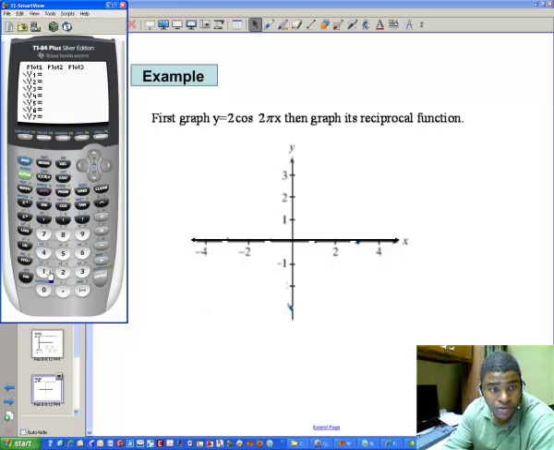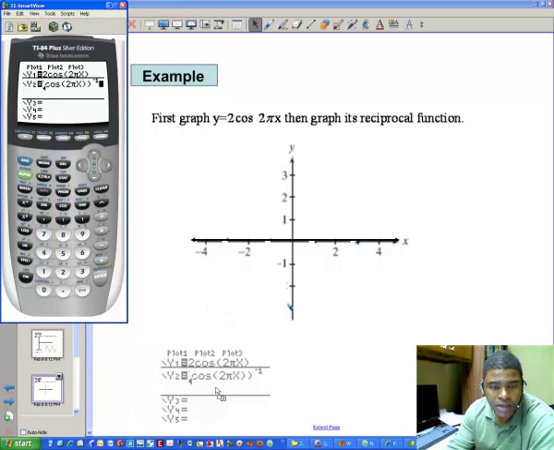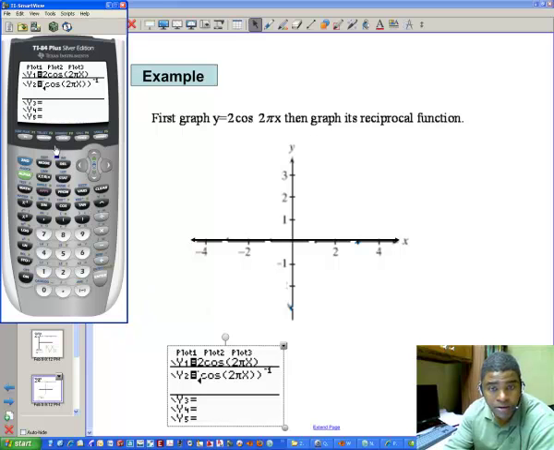So here we want to graph 2 cosine of 2 pi x, and we'll drop down here and we're going to put the cosine in parentheses. Make sure you don't include that 2 in parentheses, just the cosine, and x with double parenthesis here to the minus 1.